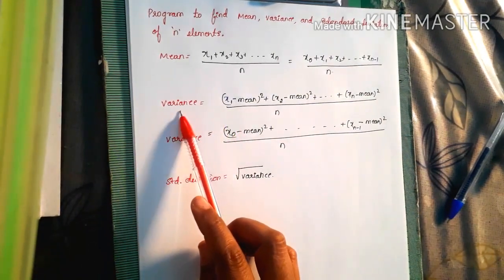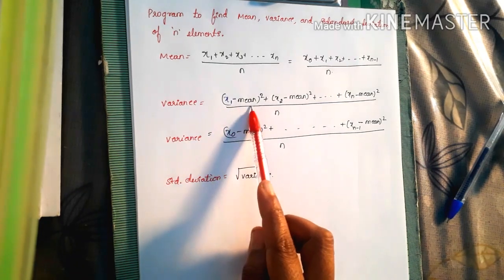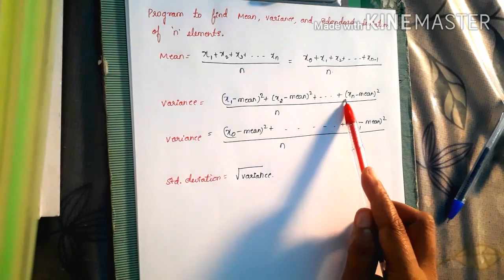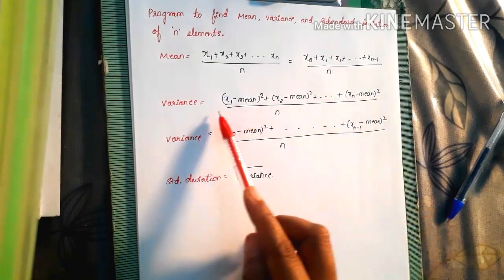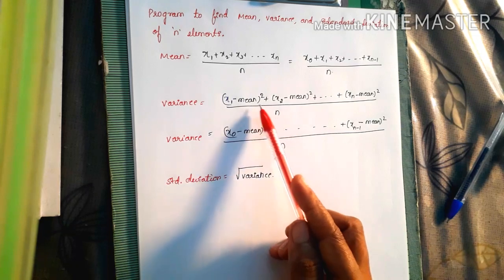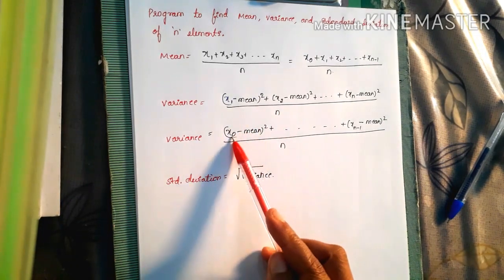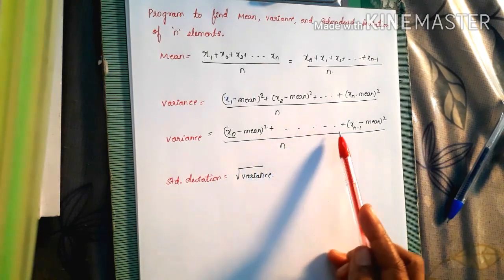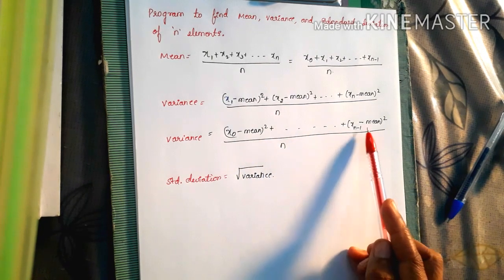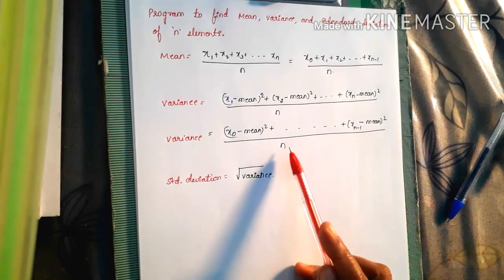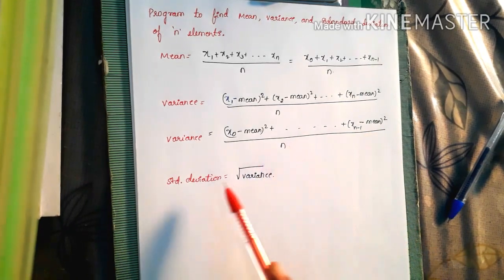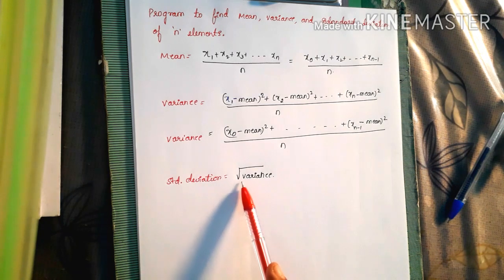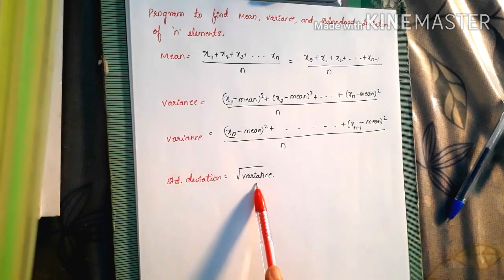Formula to find out variance is x1 minus mean whole square plus x2 minus mean whole square up to xn minus mean whole square divided by n. So I just rewrite this formula as x0 minus mean whole square plus x1 minus mean whole square up to xn minus 1 minus mean whole square divided by n. Then the standard deviation. The formula to find standard deviation is the square root of variance value.